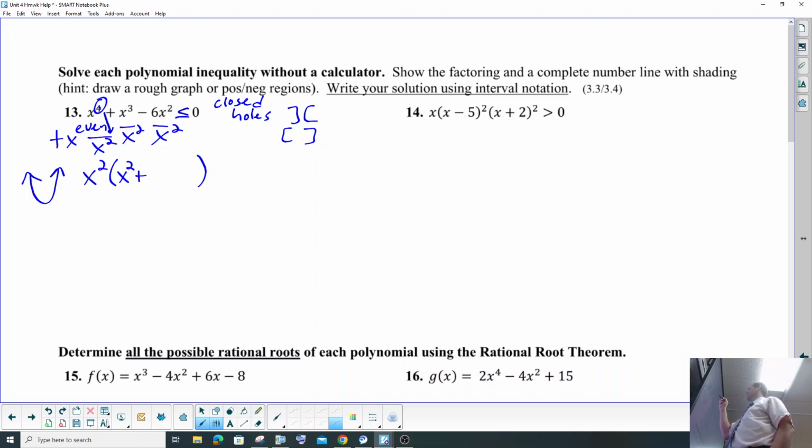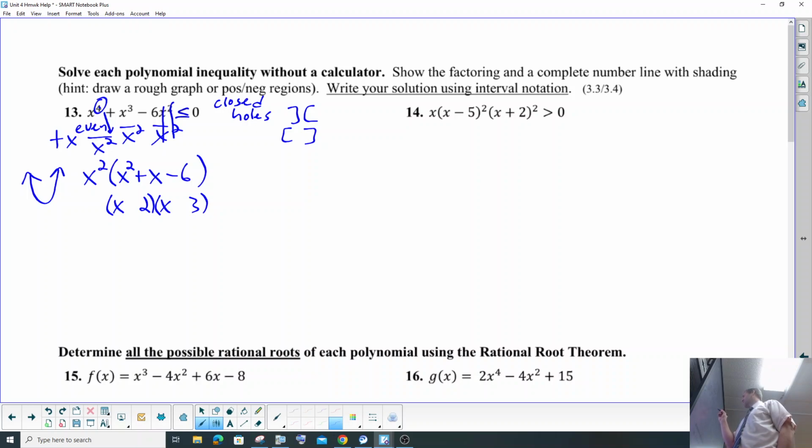x cubed divided by x squared is just an x. And then our x squareds cancel, leaving us with just the minus 6. And so that'll factor probably into what, 1 and 6? No. Probably 2 and 3. Pause me. You should be trying this on your own. Remember, you're just checking your answers right now, right?